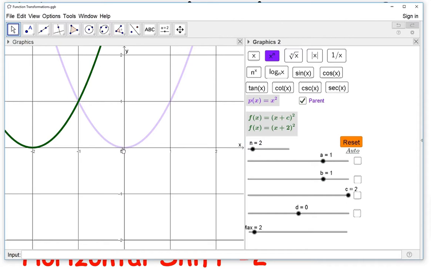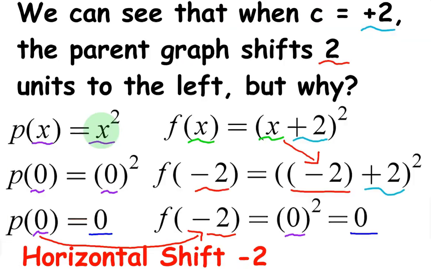It went from 0, 0 to negative 2, 0. But why? Well, if I plug in 0 into my parent function, I obviously get 0 back, right? In order for me to get 0 back again with my x plus 2 transformed function, I would have to plug in negative 2 to compensate for that. So if I plug in negative 2 into my transformed function, I get negative 2 plus 2, which is 0, and that gives me the exact same y value back of 0.